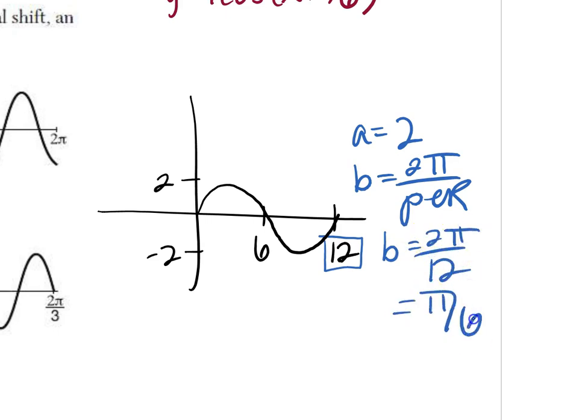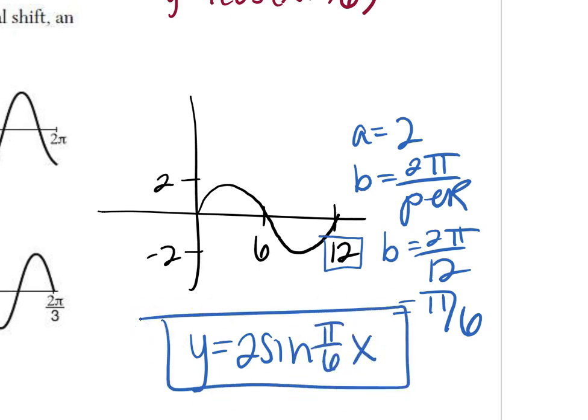So pi over 6 in its simplest form. So therefore I can write this as 2 sine of pi over 6 x. Now something important to compare here is my b value, or my frequency, is in terms of pi over 6 when the x-axis is in terms of a numerical, just integer value.